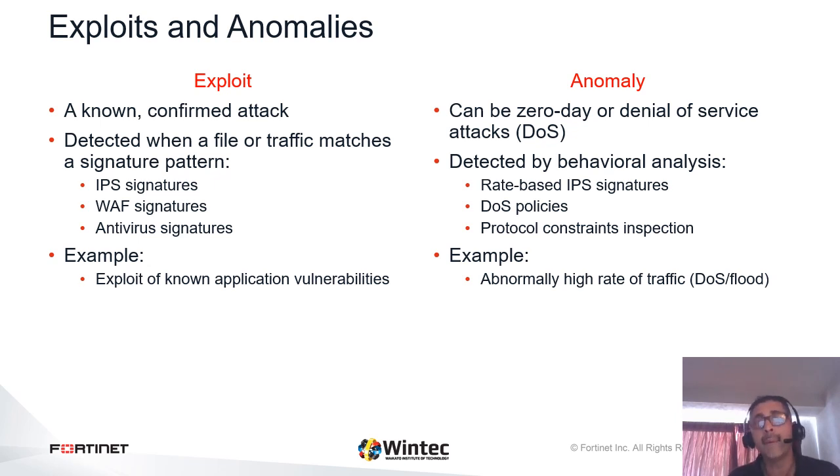Anomalies are usually better detected by behavioral analysis, such as rate-based IPS signatures or denial of service policies and protocol constraint inspections. These are specific things that we will discuss slightly later in this presentation. But one of the things that we will be experiencing and using will be an abnormally high rate of traffic. Let's say there's a denial of service attack or a flood attack that is happening on a network. How do you stop it? So the lab, you will actually be doing this.